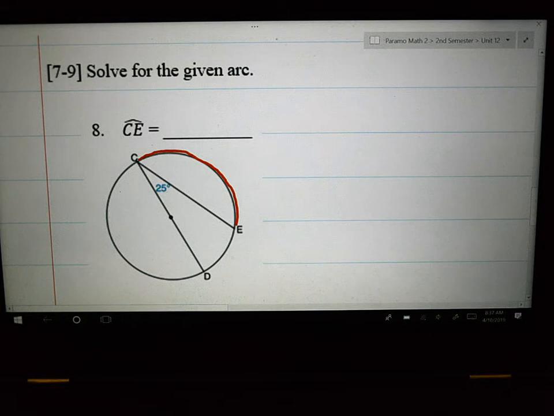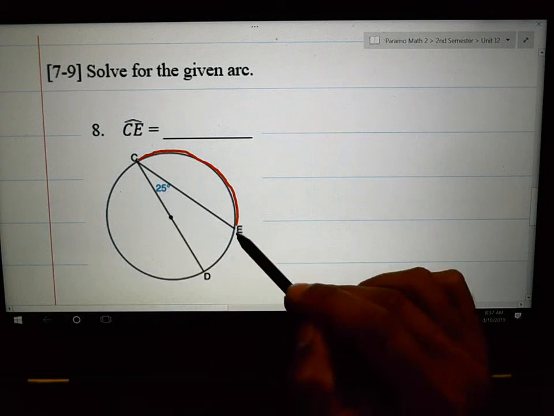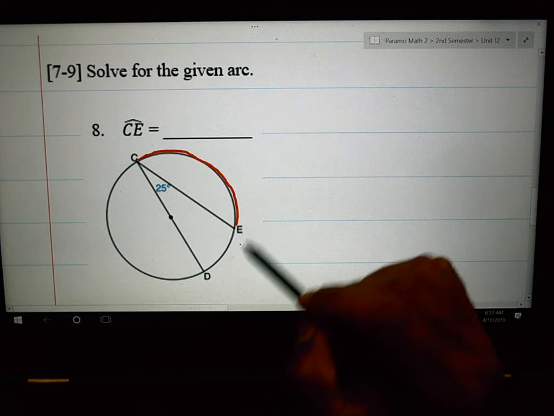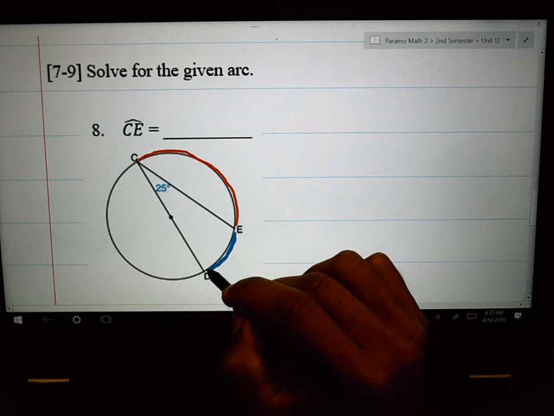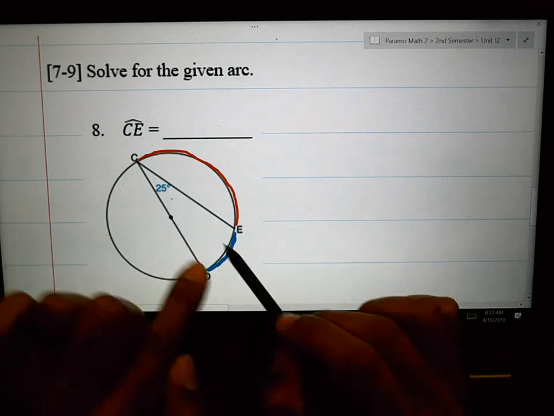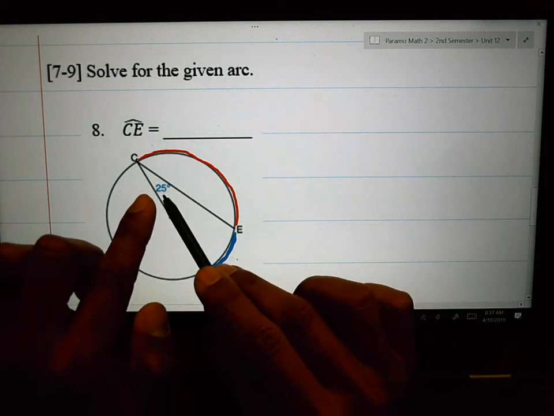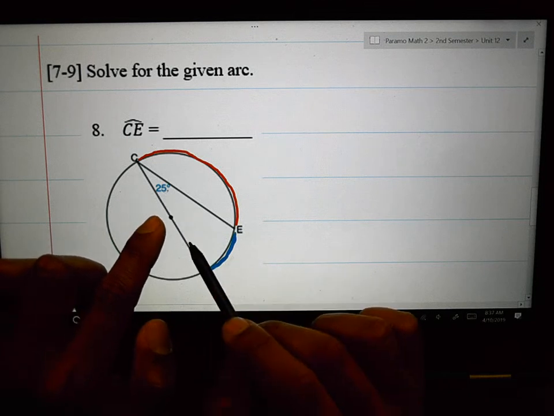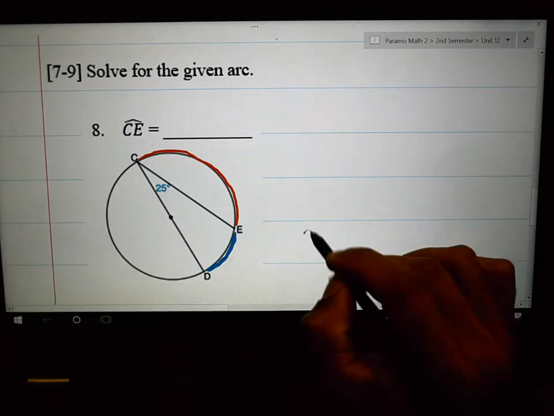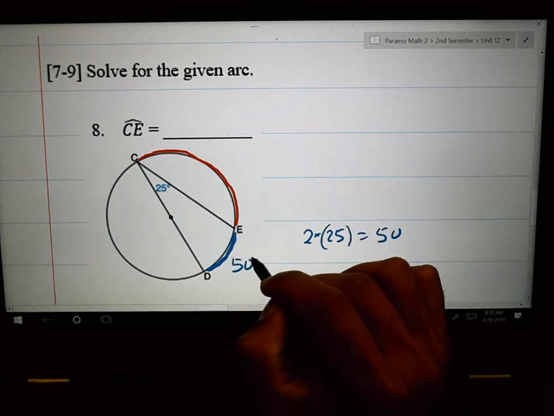They're trying to trick you a little bit on number 8. Why? Because they gave you the inscribed angle, 25 degrees. And so using the 25, you should easily be able to figure out what arc DE is. If this is 25, remember the inscribed angle is half. If this is half, this would be double whatever that is. So in this case, I don't have 25. What do I have to do? I have to double it. 2 times 25 is 50 degrees for that angle.